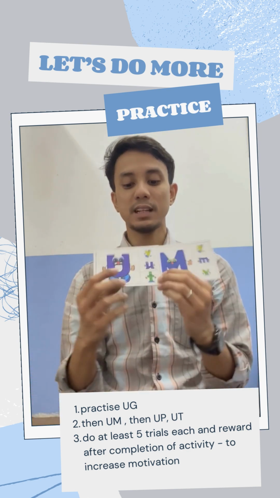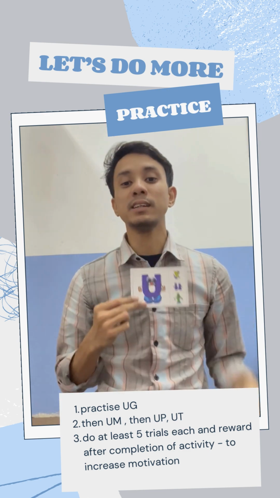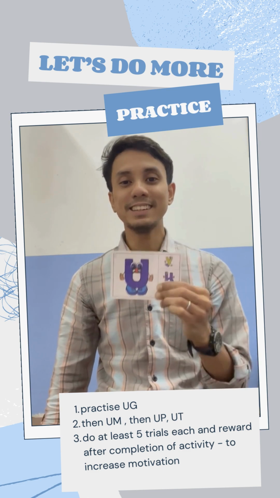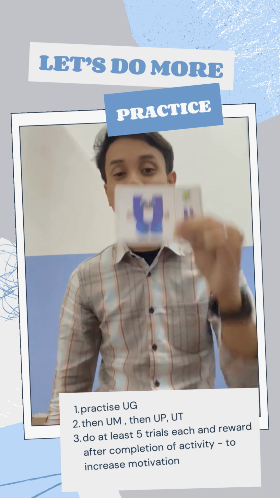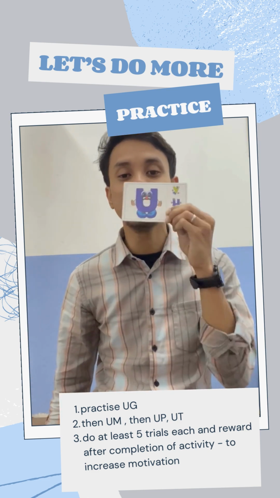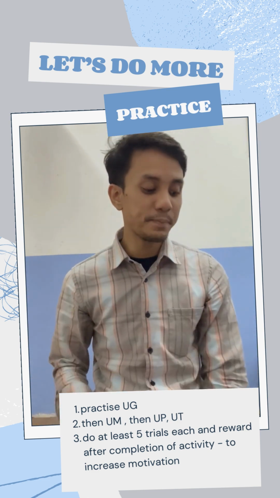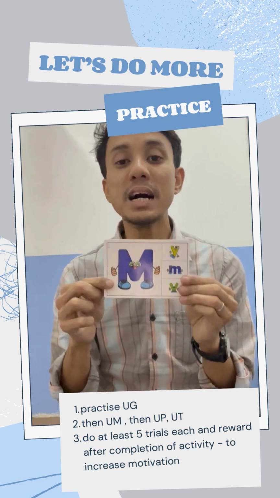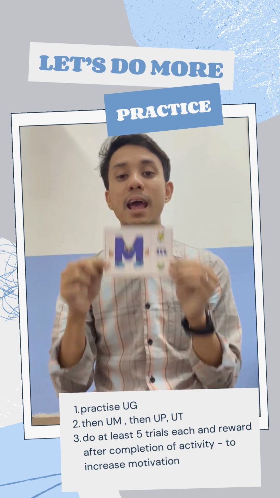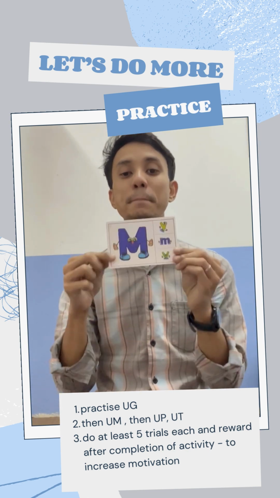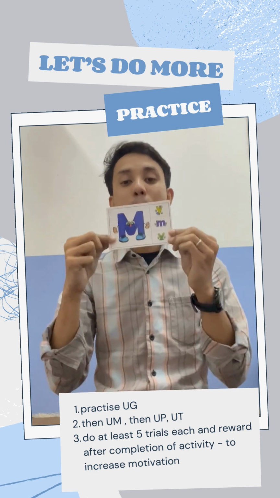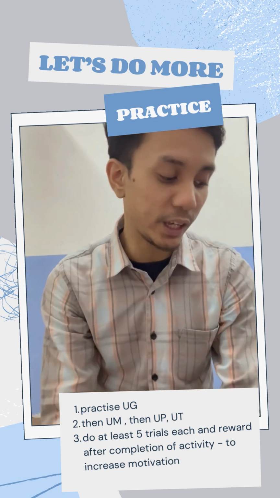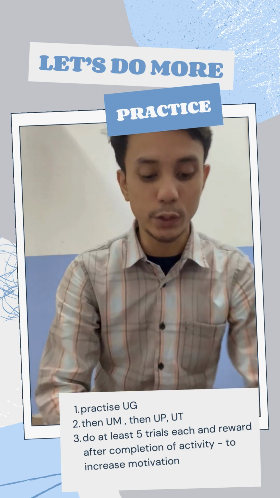So for this one, let's say, U for uncle, U for umbrella, U for uncle, U for umbrella. M for man and M for monkey, M, M, M, M, M, M. M for man and M for monkey, M, M, M, M, M, M. This is for UM.